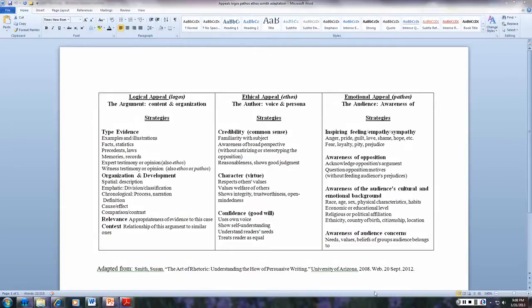Now, this is a very brief introduction to these three appeals, but as you read and as you move forward, pay attention to these and see if you can identify them, both their use legitimately and their use illegitimately with false logic.